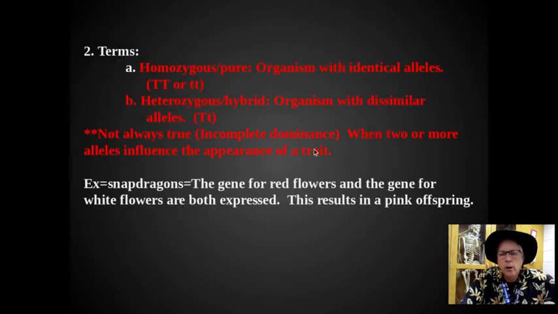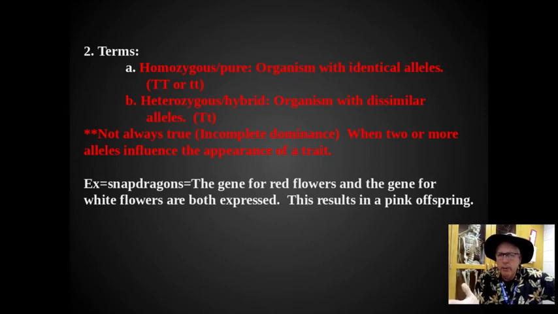Not true. What if, okay, and let's throw some terms out there first, okay? So we come up with these terms: homozygous and pure, interchangeable words. You'll see me use those on Punnett squares. That means organisms with identical alleles, 2 capitals or 2 lowercase. That's your 2 options. Or heterozygous or hybrid, which is dissimilar alleles, a big T, little t.